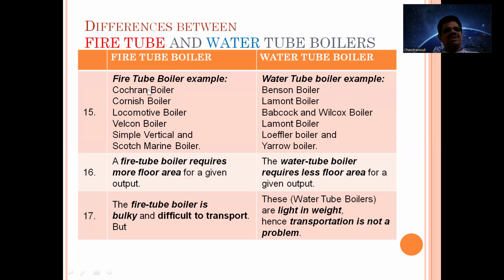There are some examples of pipe tube boilers: Cochran boiler, furnace boiler, locomotive boiler, Vulcan boiler. All these are examples of pipe tube boilers. And Benson boiler, Lamont boiler, Babcock and Wilcox boiler are examples of water tube boilers. You can expect a question asking for any three examples of pipe tube boilers or water tube boilers. You may even get objective questions, for example, Lamont boiler is a dash boiler, pipe tube or water tube, like that.